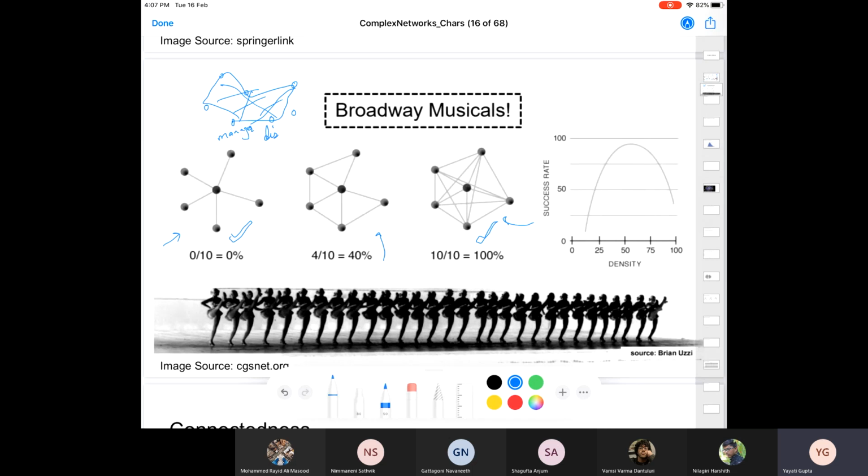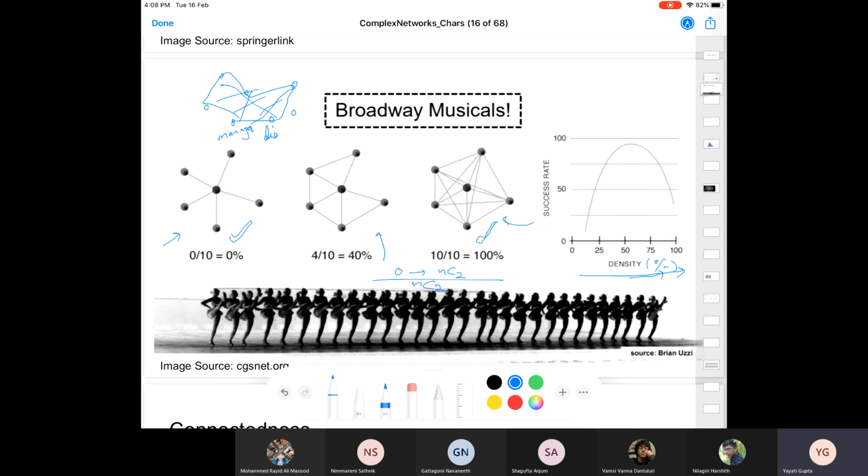If you look at this plot, on the x-axis you have the density of a network, in percentage. The density of a network can be between 0 and 1 because we have normalized it. The minimum number of edges in a graph can be 0 and the maximum can be n choose 2, and we are dividing by n choose 2. So the range of density is from 0 to 1. On the y-axis he had the success rate. He used different metrics to compute success rate, such as the monetary benefit these musical companies made.